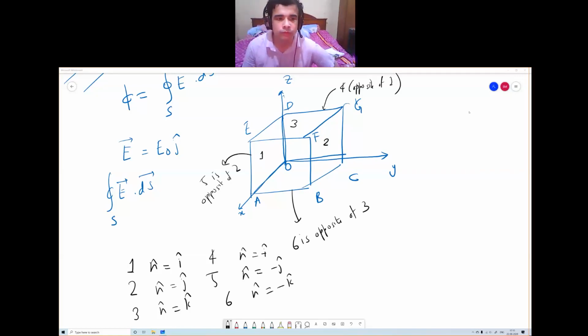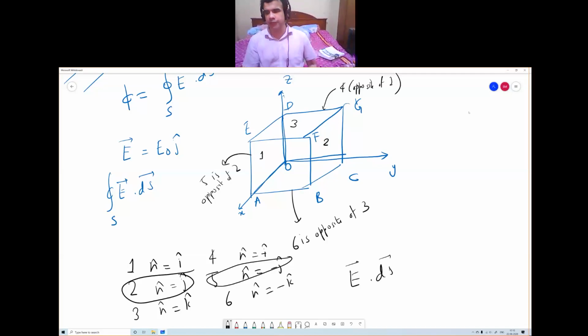AODE and BCGF, absolutely. Right? Because for AODE, which is this one, AD is minus J, and for BCGF, here N is J. Because for all the other surfaces, E dot ds will involve J dot K or J dot I, which is always 0.